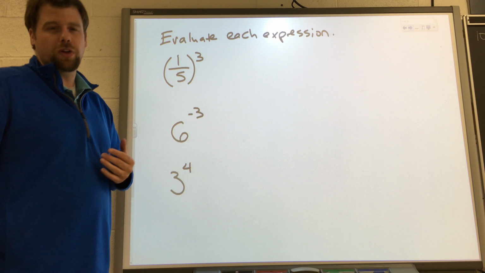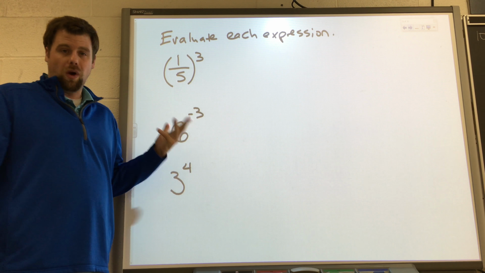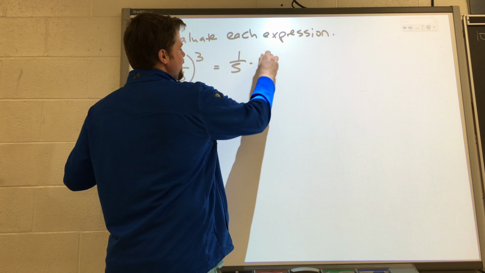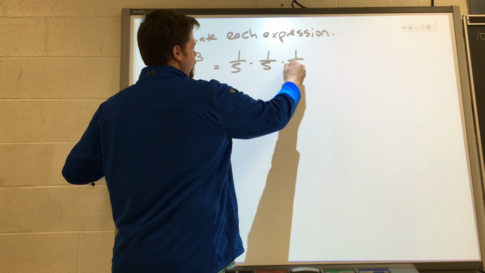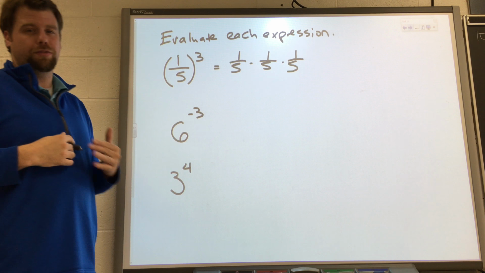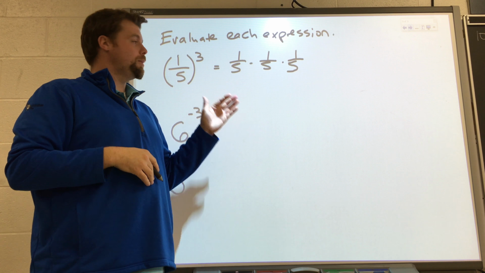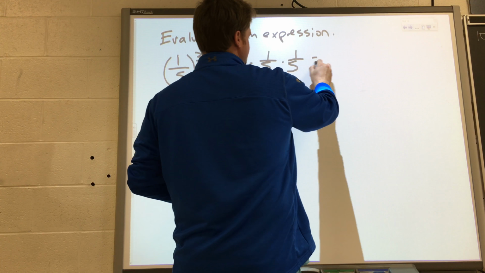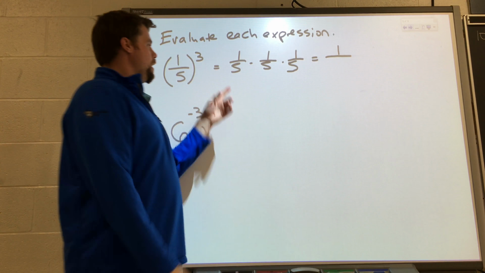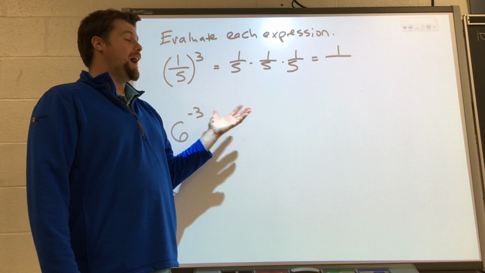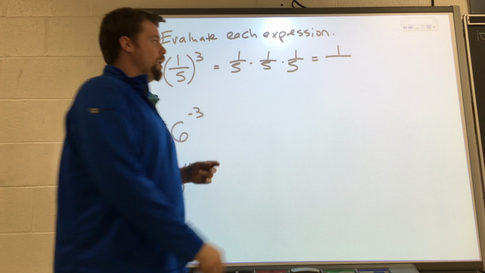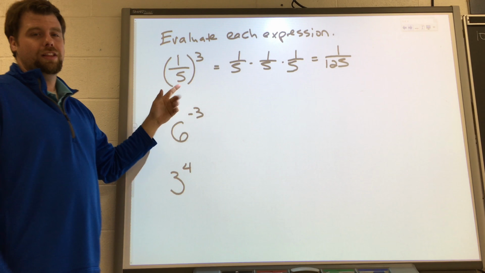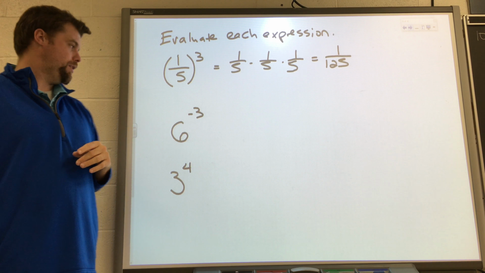Okay, so let's do a few more example problems here. For example, 1/5 to the 3rd power. That's telling me to take 1/5 times 1/5 times 1/5, or 1/5 multiplied by itself 3 times. So when I multiply fractions, I multiply across the top and the bottom. 1 times 1 times 1, or 1 to the 3rd power is 1. 5 times 5 times 5, or 5 to the 3rd power is 125. So 1/5 to the 3rd power is 1/125.